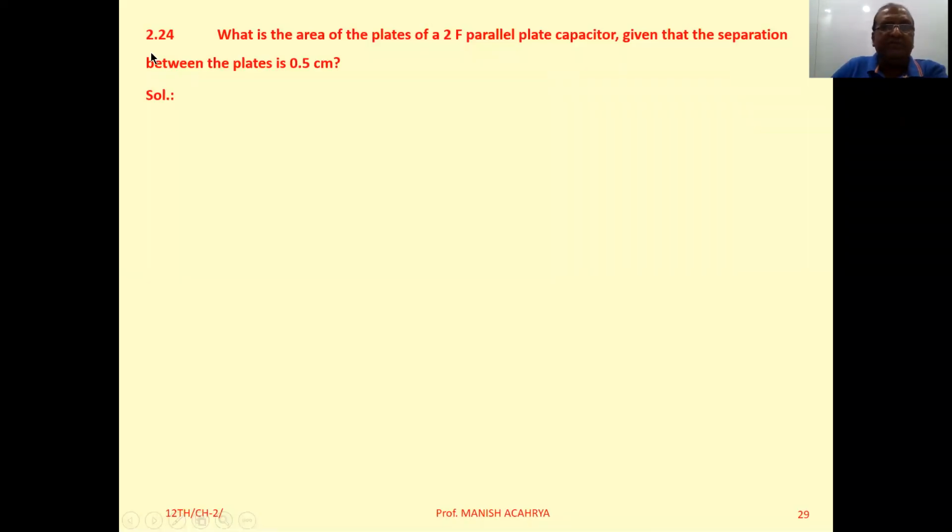Example 2.24. What is the area of the plates of a 2 farad parallel plate capacitor given that the separation between the plates is 0.5 centimeter? So the capacitance is 2 farad, and the separation between the two plates is 0.5 centimeter, that is 0.5 into 10 raised to minus 2. So we can write that as 5 into 10 raised to minus 3 meter.